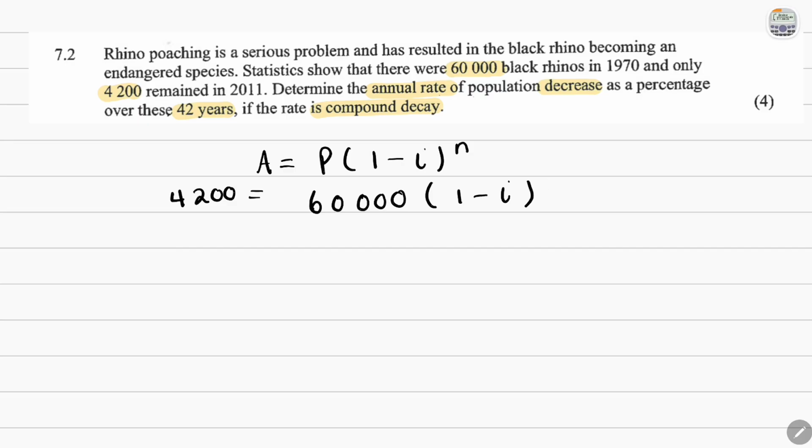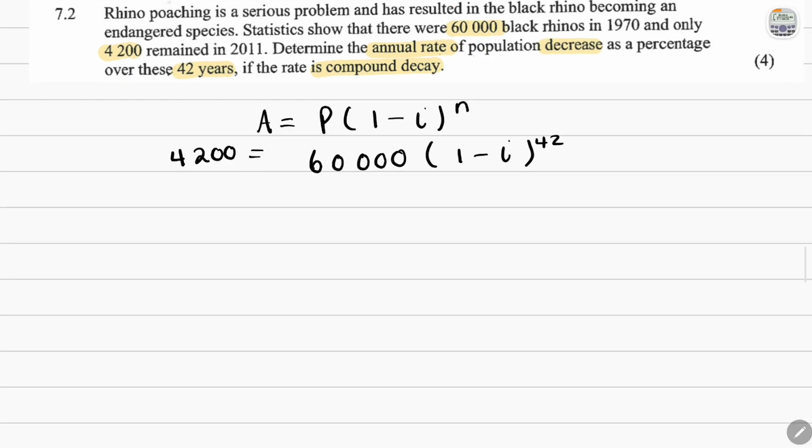They even told us the years. They didn't even make us calculate it. They said over these 42 years, so raise to the power of 42. So all we have to do is solve for I.